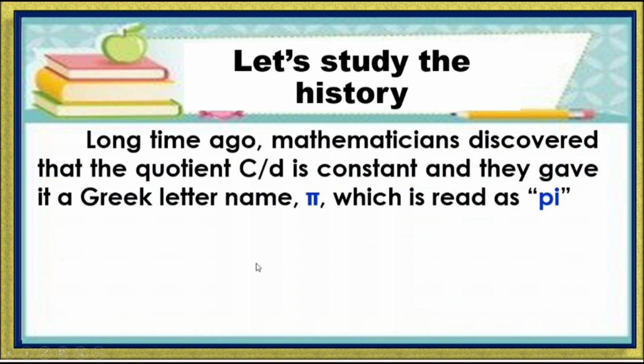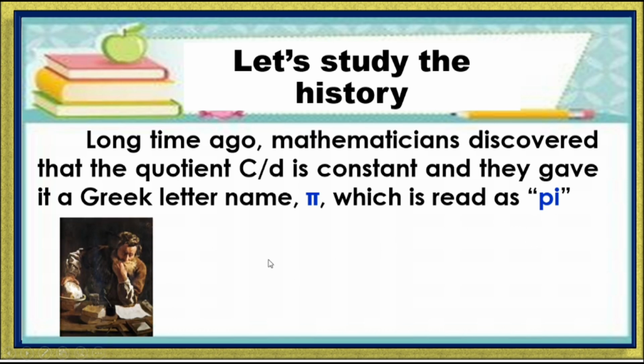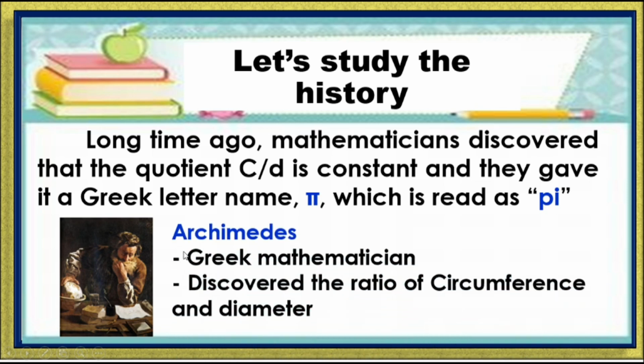Let's study the history. A long time ago, mathematicians discovered that the quotient C divided by D is constant, and they gave it the Greek letter name pi. And this would be the mathematician, Archimedes. Take note of that, grade 5 pupils. He was a Greek mathematician who discovered the ratio of the circumference and the diameter.